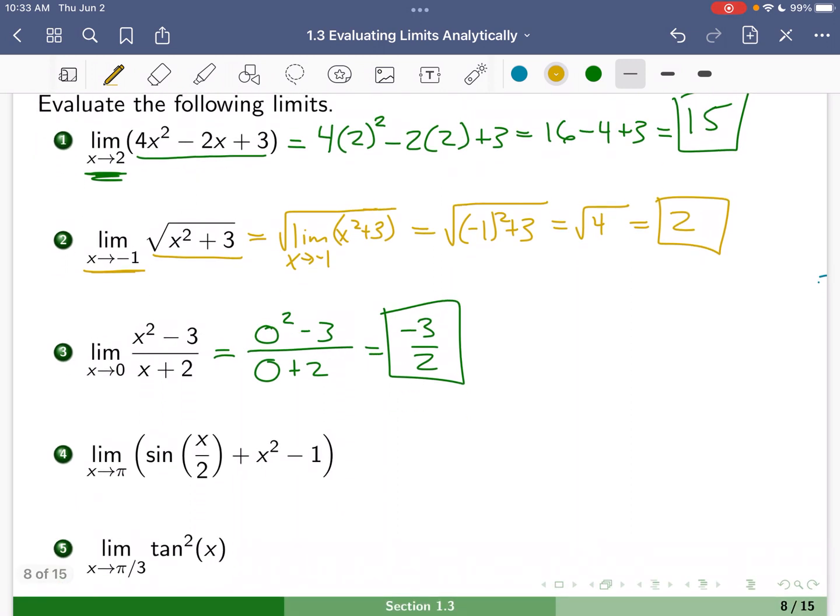Perfect. If we have trig functions, that's not going to impact things as long as the value is in the domain of the function to begin with. So if we were to take the limit as x approaches pi of sine of x over 2 plus x squared minus 1, we can do direct substitution. So we have sine of pi over 2 plus pi squared minus 1. Sine of pi over 2 is 1. And so we get pi squared.